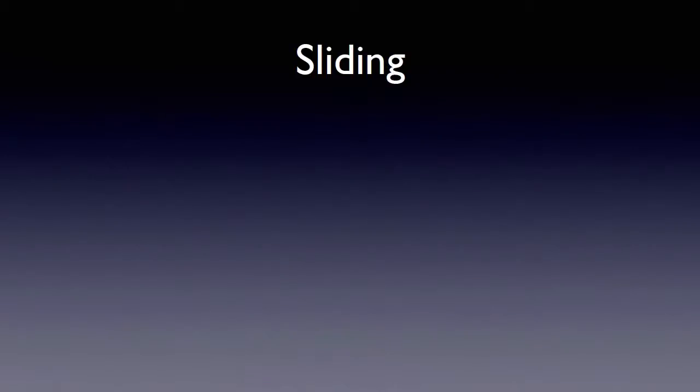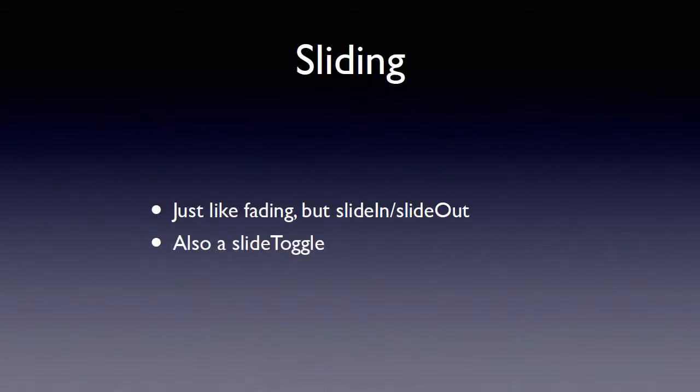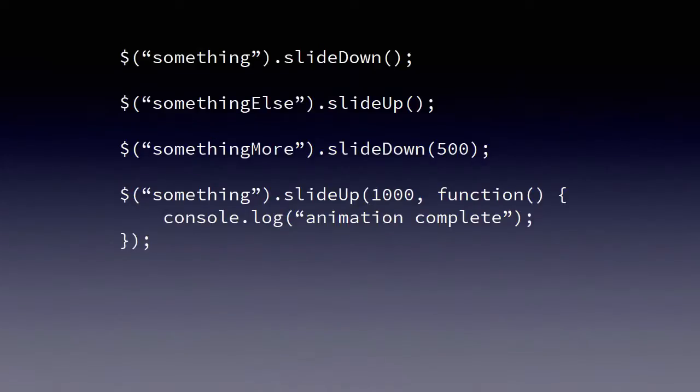So what about sliding? This is kind of like a blinds type animation. And it's going to work pretty much just like fading and just like showing. But this time we have slide in, slide out. And just like fading, there's also a slide toggle. Some examples on screen: slide down, slide up. I can provide a duration, and like the other ones, I could also do something when it's done. Let's look at the code sample for this.